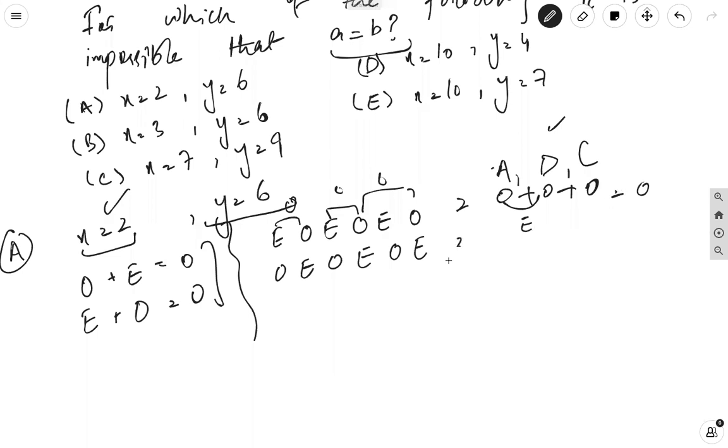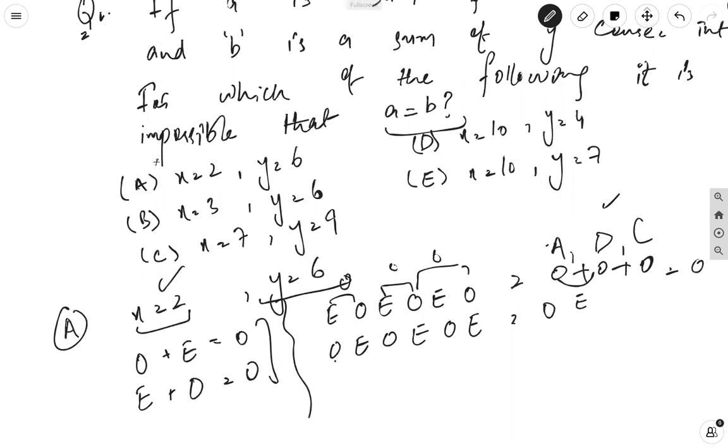Odd. Right? Likewise, we have three odds and three evens. The result is also odd. So in this case, both could be the same. Possible. Right? So this is not the answer.